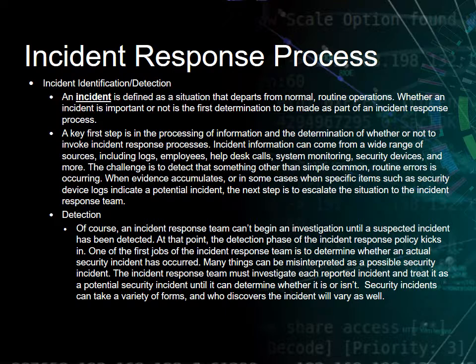For detection, of course, an incident response team cannot begin an investigation until a suspected incident has been detected. At that point, the detection phase of the incident response policy kicks in. One of the first jobs of the incident response team is to determine whether an actual security incident has occurred. Many things can be misinterpreted as a possible security incident. The incident response team must investigate each reported incident and treat it as a potential security incident until it can be determined whether or not it is. Security incidents can take a variety of forms, and who discovers the incident will vary as well.